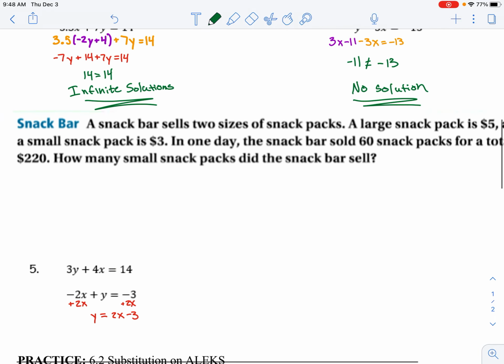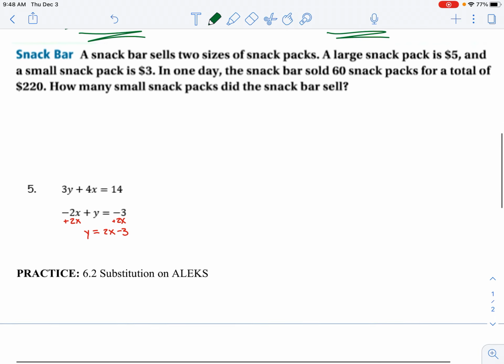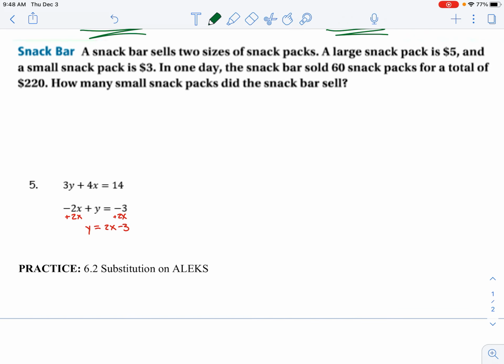All right, let's do the word problem next. A snack bar sells 2 sizes of snack packs. A large snack pack is $5 and a small snack pack is $3. In one day, the snack bar sold 60 snack packs for a total of $220. How many small snack packs did the snack bar sell?